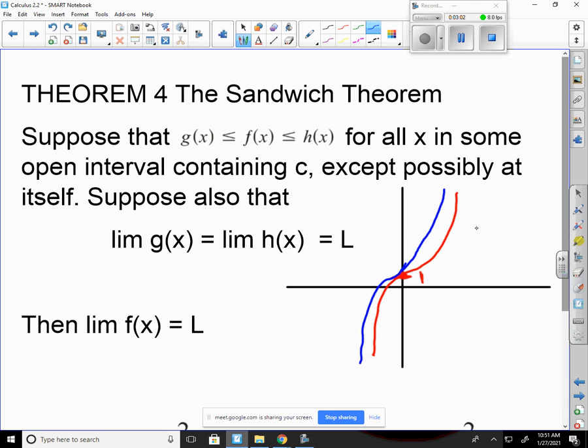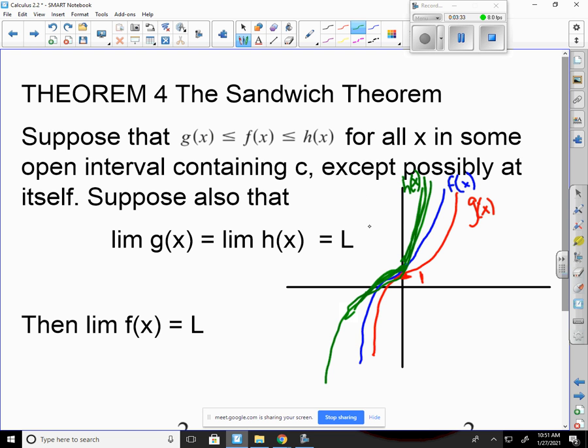Okay, so it's coming down like this. g of x is below f of x, which is in blue. And then f of x is below h of x all the time. So this green line needs to be above the blue. A little hard to draw it, but you get the point. Green is above blue, blue is above red.